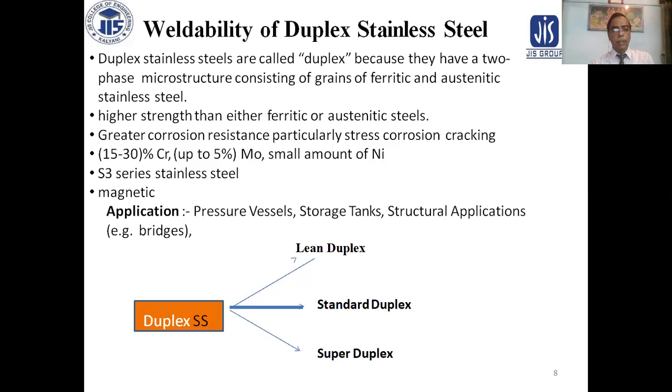S3 series of stainless steel, magnetic. Applications: pressure vessels, storage tanks, structural applications. This is a lean duplex stainless steel. This is a standard duplex. And there is another duplex as well.